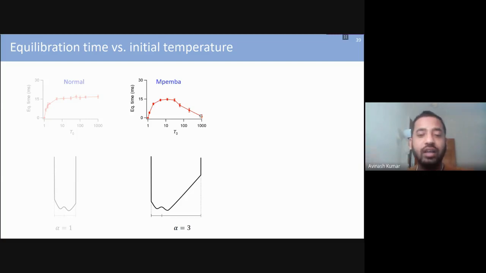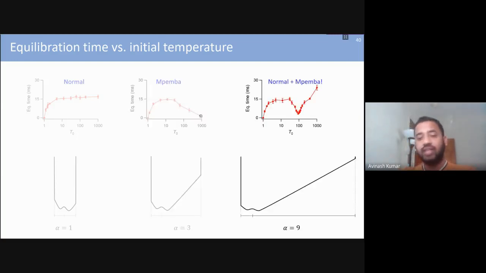So that inspired us to introduce a bit more asymmetry into the system. So we now make the right-hand side 9 times bigger than the left-hand side of the potential. In this case, we observe that up to T naught equal to 100, the equilibration time has the same characteristic behavior as we had in the alpha equal to 3 case. And after this, we see that the equilibration time again increases with the initial temperature of the system, which is generally the expectation for a system undergoing normal cooling.